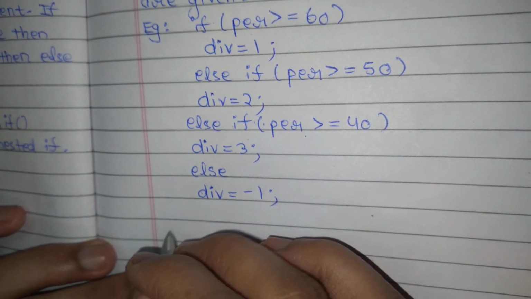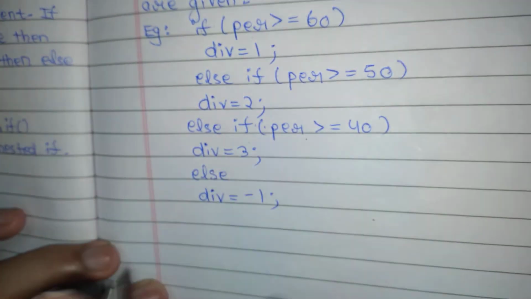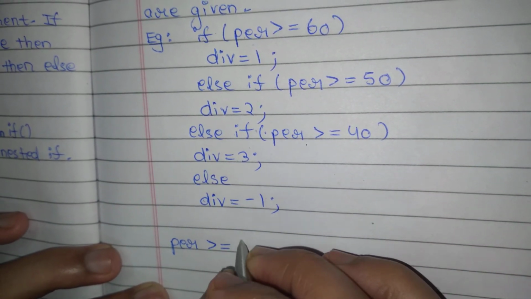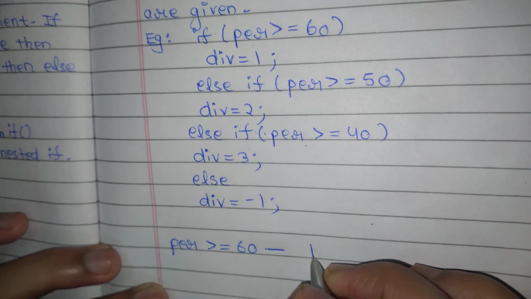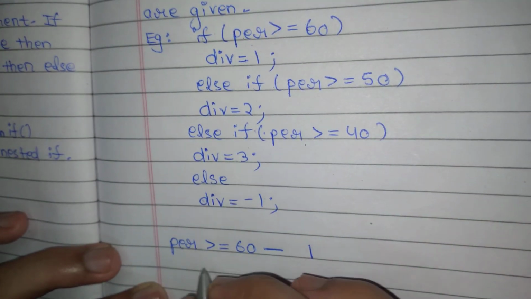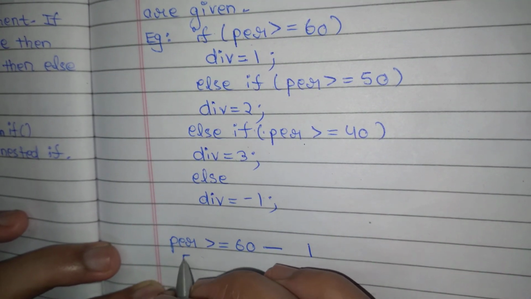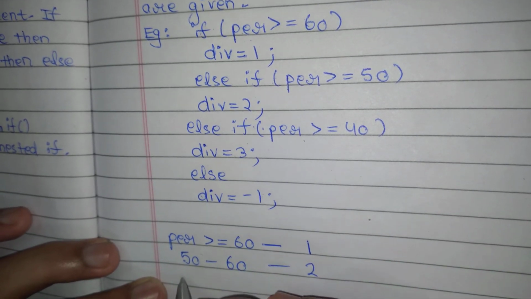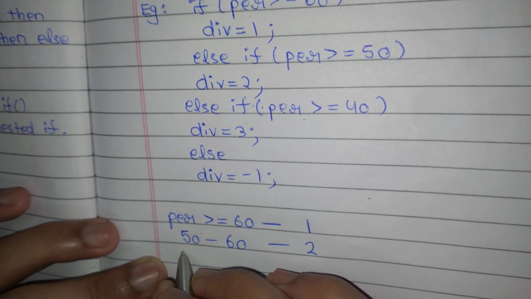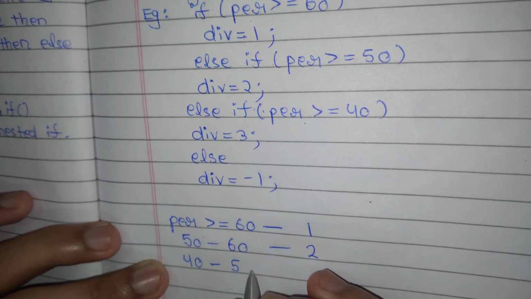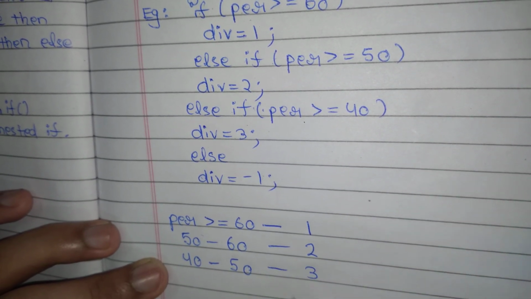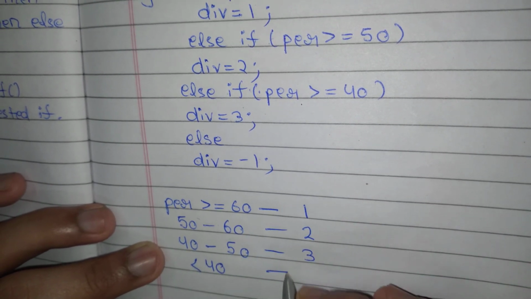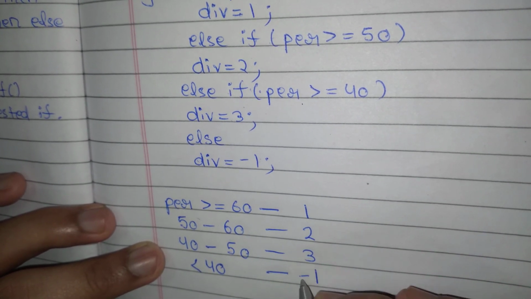Now suppose I am giving here the output of this. If suppose percentage is greater than equal to 60, then it will give the division as 1. If it is between 50 to 60, then it will give the second division. If it is from 40 to 50, then it will give the third division. And if it is less than 40, then it will give -1 division.